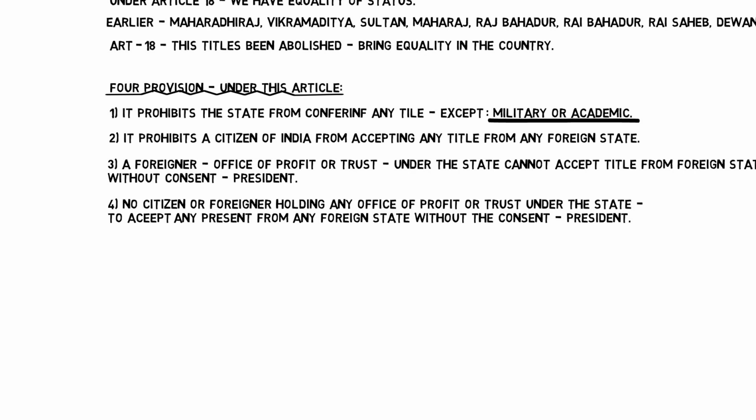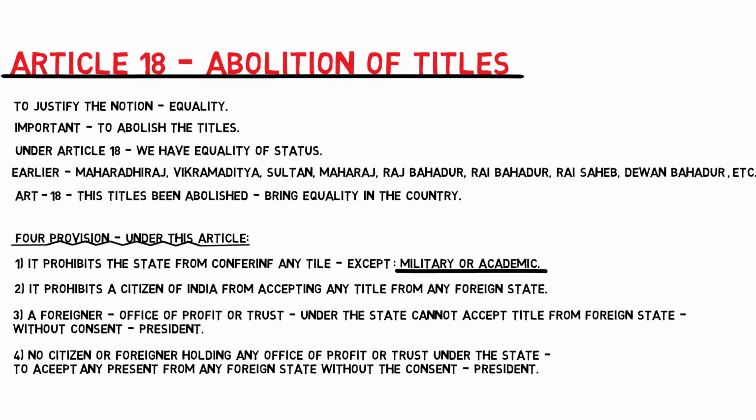So in short, this is all about Article 18, abolition of titles, which talks about how, in order to bring equality in society, we need to get rid of inequality in society. The thing which affects equality in society is the titles which individuals are holding. Until we get rid of these titles, we cannot bring the real essence of equality. Therefore, in order to bring equality in Indian society, the Constitution of India under Article 18 has abolished titles, and this is one of the very important fundamental rights in the Indian Constitution.